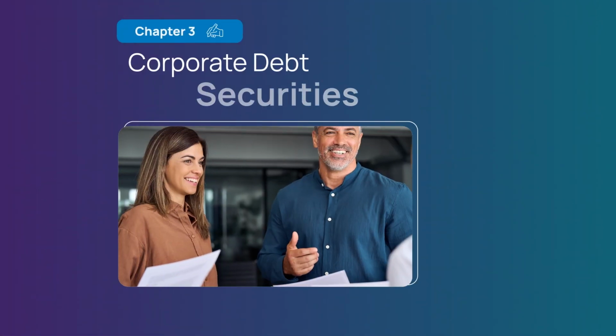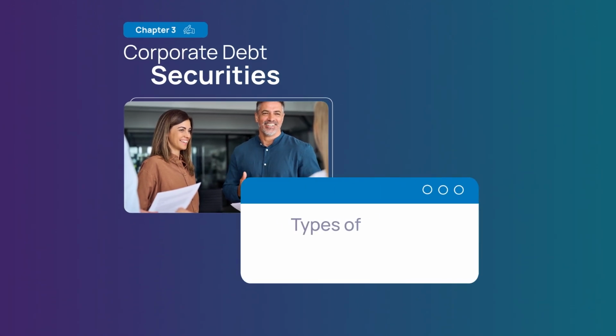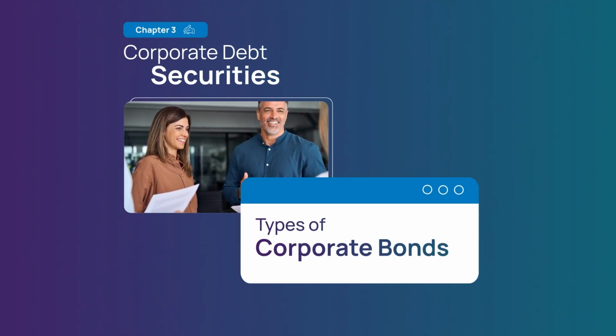Chapter 3, Corporate Debt Securities. Video 6, Types of Corporate Bonds. In this video, we'll be discussing different types of corporate bonds, including mortgage bonds, equipment trust certificates, and collateral trust certificates. We'll also be discussing the difference between secured and unsecured corporate bonds.